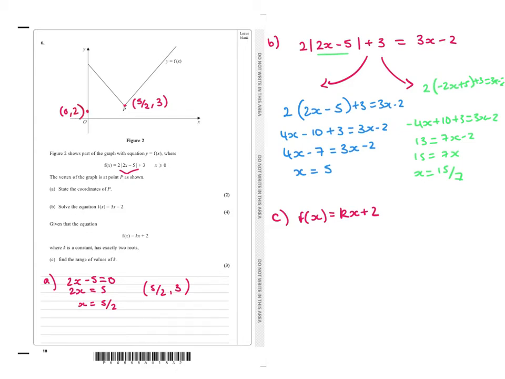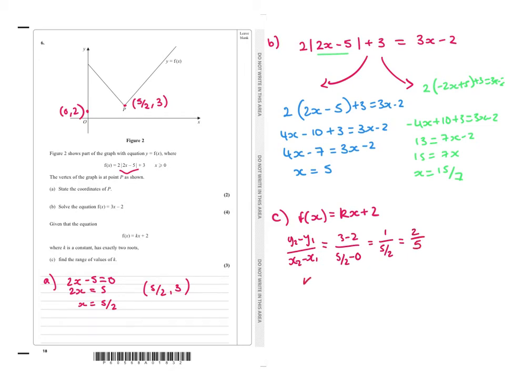So imagine we've got a straight line between these 2 points. Well, the gradient of this line, this means that this line is only going to intersect once. So we know whatever the gradient of this line is, it's got to be more than. So we can find one of our values by finding the gradient of this line. So we're going to have y2 minus y1 over x2 minus x1. So we're going to have 3 minus 2 over 5 over 2 minus 0. We're going to get 1 over 5 over 2, which is in fact 2 over 5.